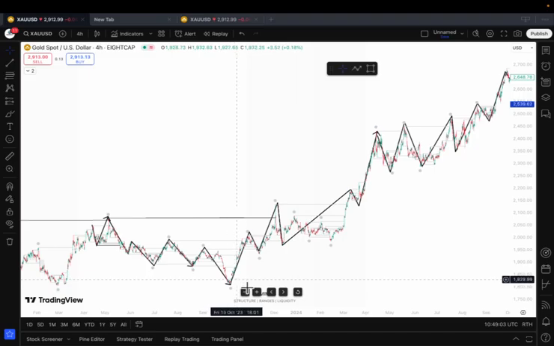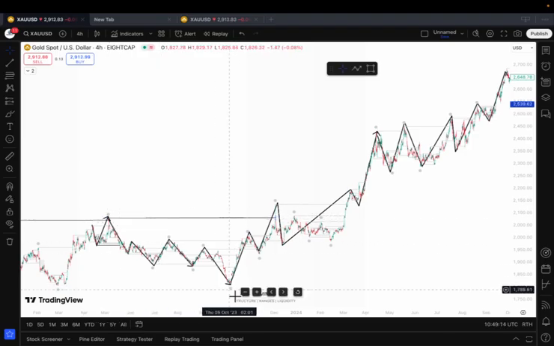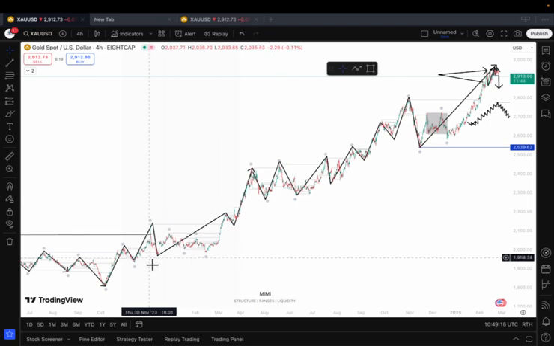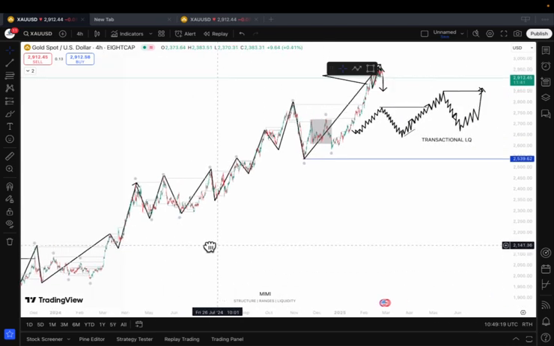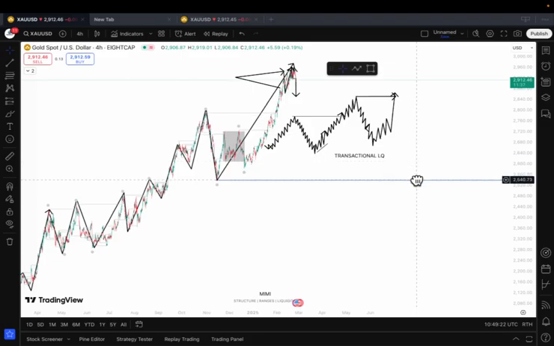But this range low is actually a strong point. If this place is an external and it broke the structure 3 times, it means that this range low successfully flipped a range high. So this range low is a strong point. It should hold for a good buy again, a new good buy. So that'll be all for range and transactional liquidity.